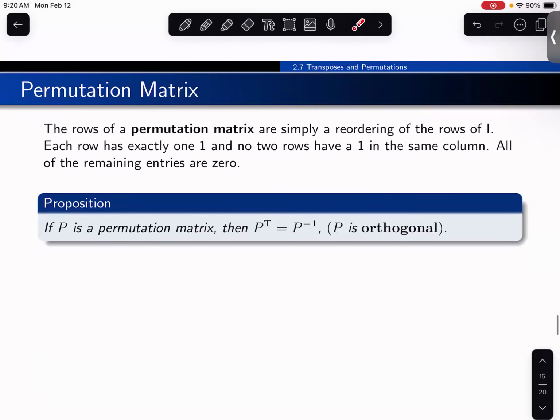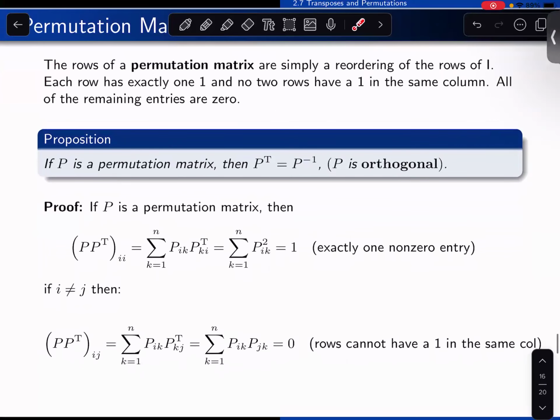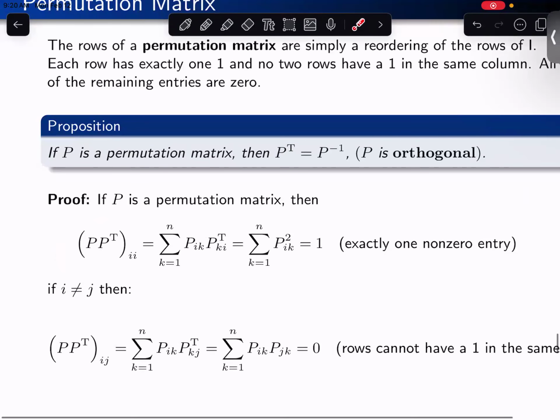So what this proof looks like, and it's not the most important proof in the world, so I'm just going to say it in words based off of what's been typed up. The key observation is we're just going to look at what happens when we multiply these two matrices, first in terms of what happens on the diagonal entries of our new matrix, and then what happens when we look at entries off of the diagonal. So for this proof, we're going to assume that P is a permutation matrix, and we're going to look at the product of P with P transposed.